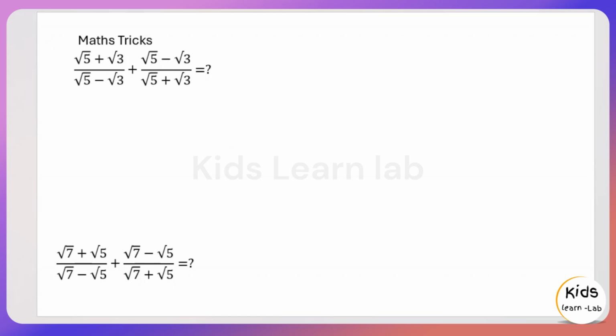Math tricks, a question from simplifications. For this question, the answer is 5 plus 3, which is equal to 8. Are you thinking how it is possible? Let's check whether it is correct or wrong.